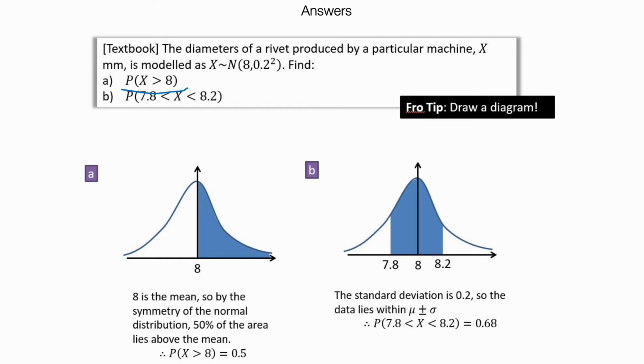And then the next one, the probability that x lies between 7.8 and 8.2. Well, we know that the standard deviation is 0.2. So 8.2 is one standard deviation up from 8, and 7.8 is one down. And because we know the values, the 68, the 95 and the 99.7%, we know that one standard deviation either way means that 68% of the data is in between that. So 0.68 is the probability of it being within there.